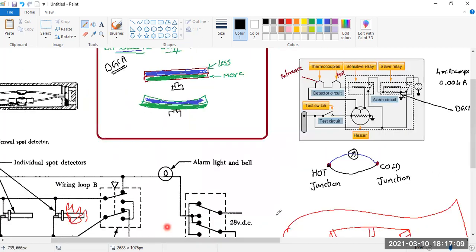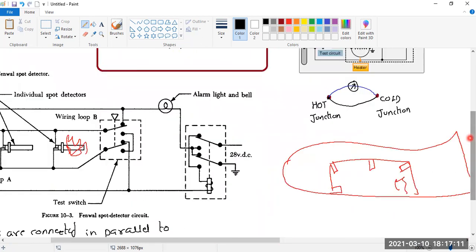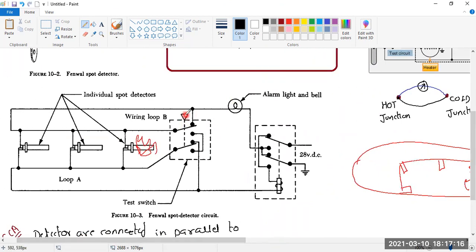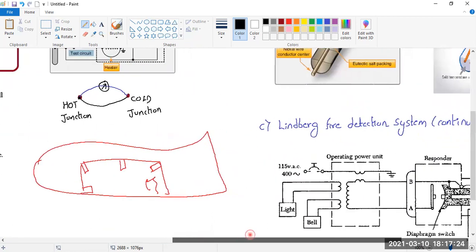Same thing was here also. We didn't do the test circuit. See what happens in the test circuit in the thermal switch. Here there is a switch. When you press this, contact is made from here directly into this and sent to the alarm. So in every system, there is a test circuit.